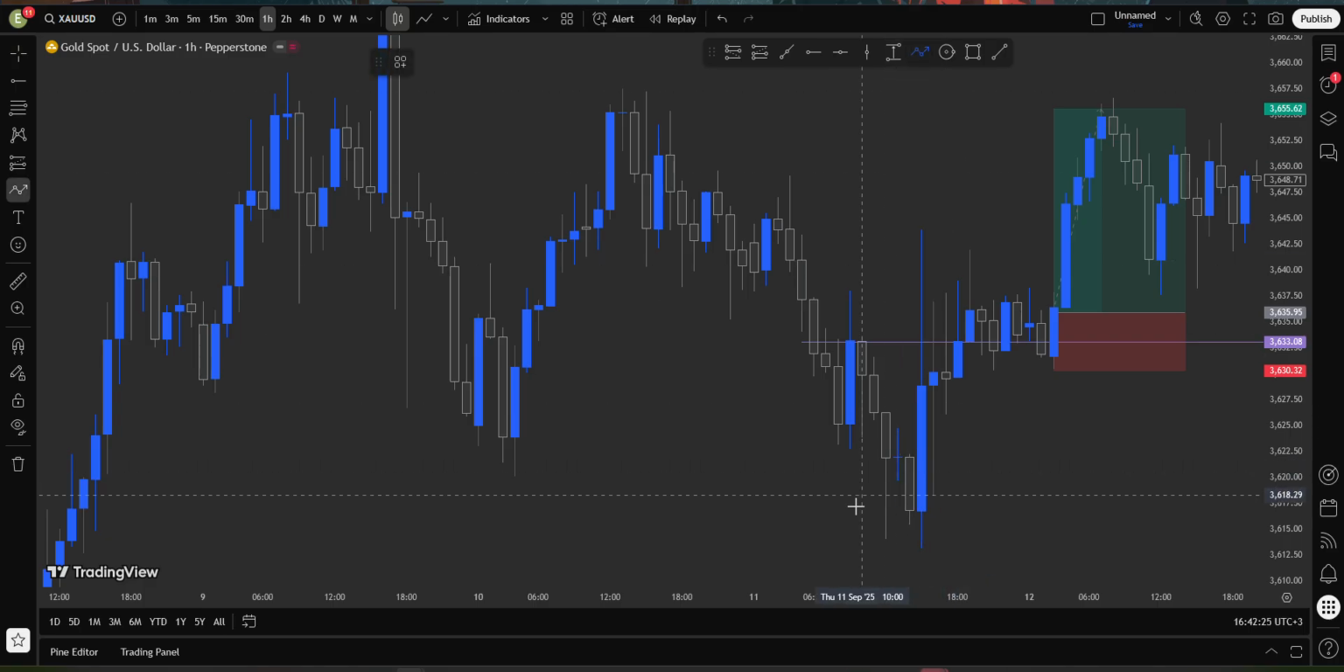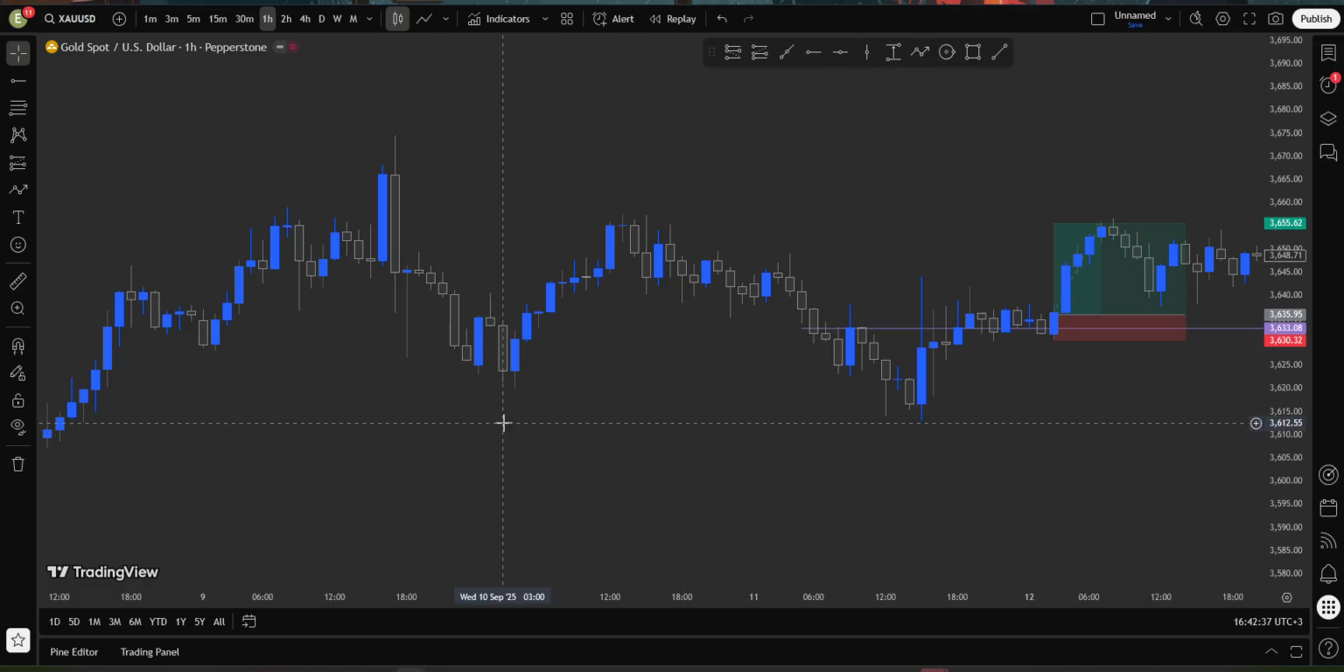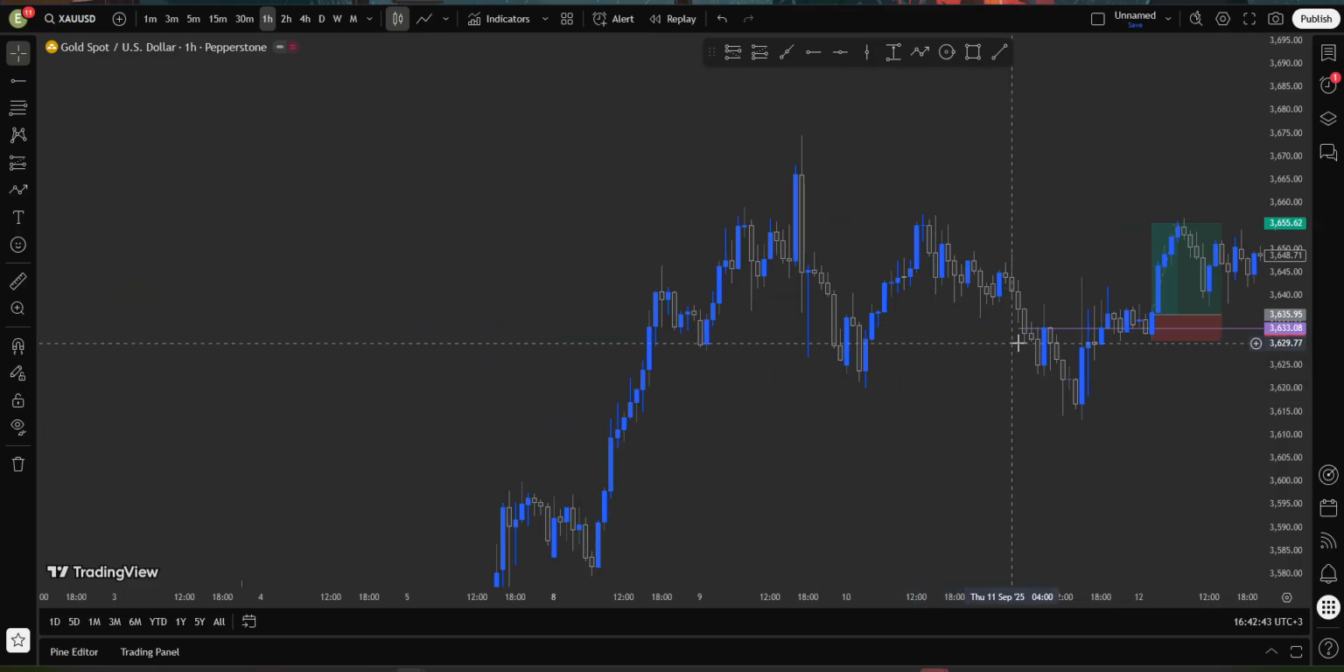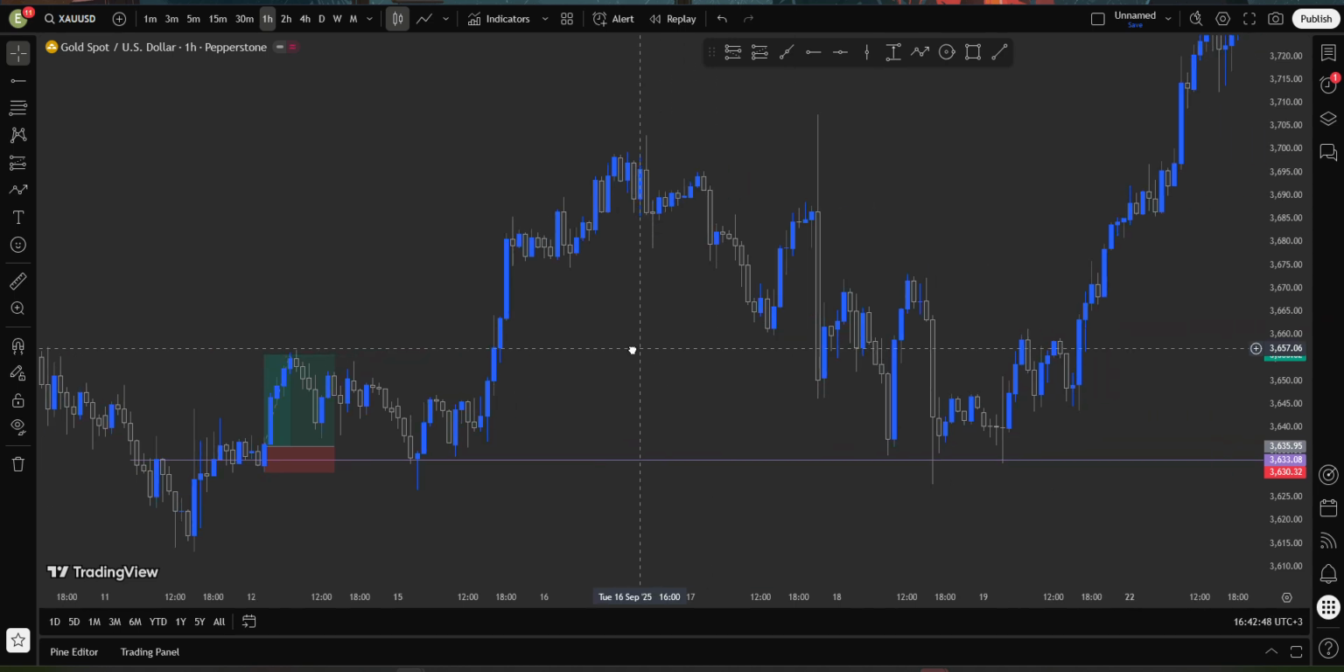This is also a bullish engulfing candle here. You see it? It's a bullish engulfing candle, but I don't take it. Reason being, it doesn't qualify. It's not in a what? In a good region. This isn't a good region here. Yeah, it's just the same.